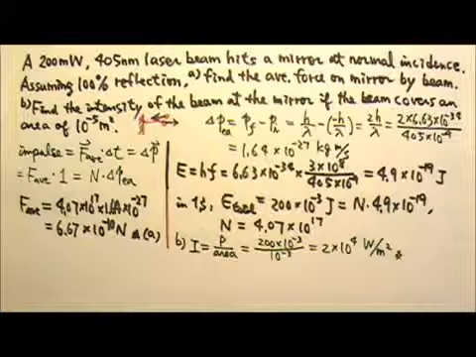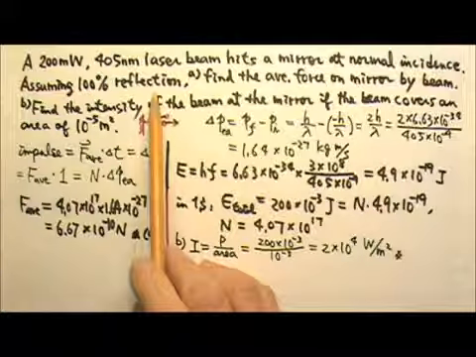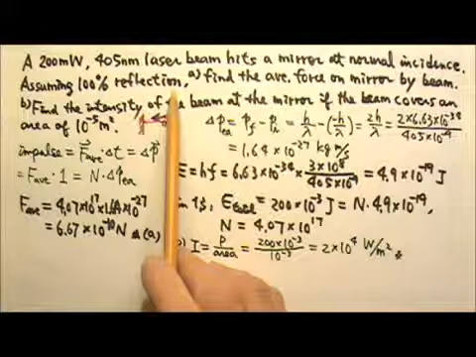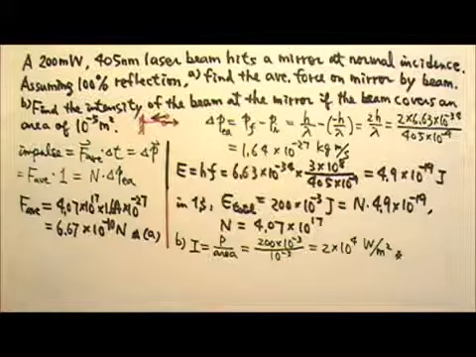What if I change one thing in this problem? Instead of hitting a 100% reflective mirror, the laser beam now hits a completely black surface. What will your answers be for parts A and B?